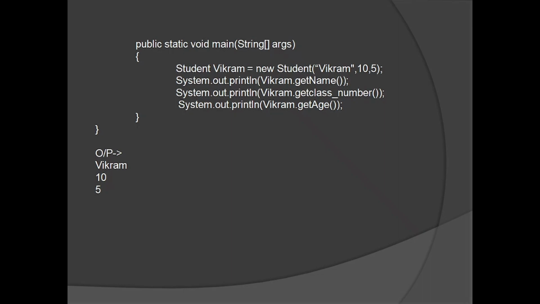So we can get Vikram's name by the getName function that I already showed you in the previous slide, and that function is going to return the name of the particular student, and likewise the class number and age.